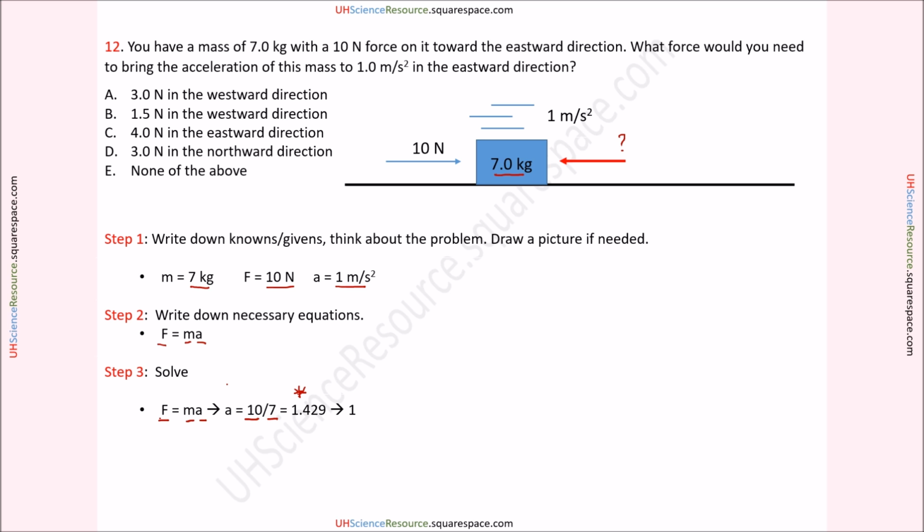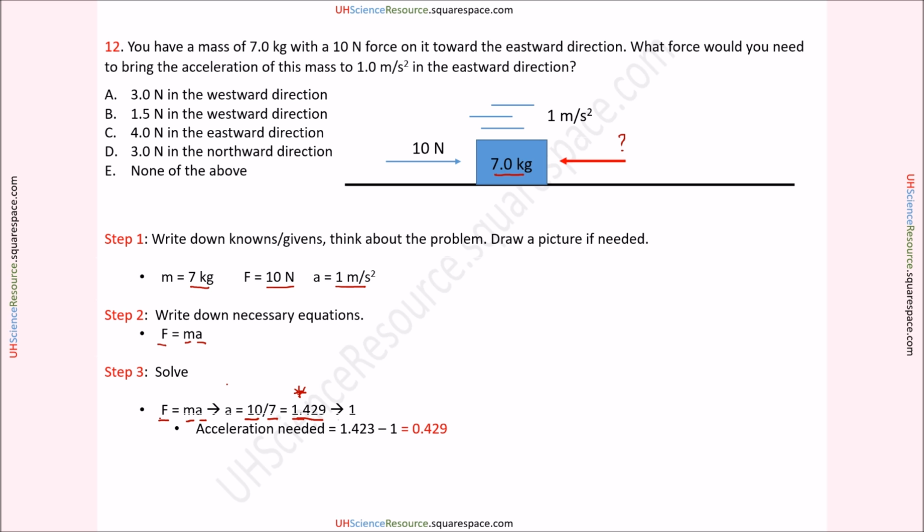And we find that's going to be 1.429. However, we want it to be 1 meter per second squared. So we have too much acceleration. So we know that the force we need to apply is going to be in the opposite direction in order to slow that acceleration down. Now, to figure out how much force we need, we're going to have to figure out the difference between what we have and what we want.